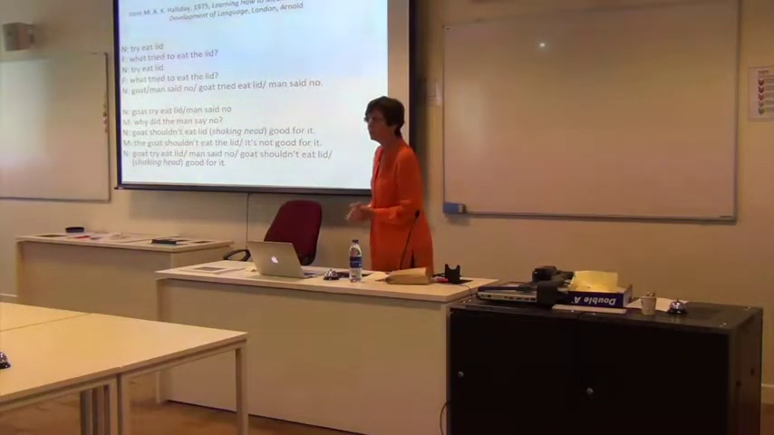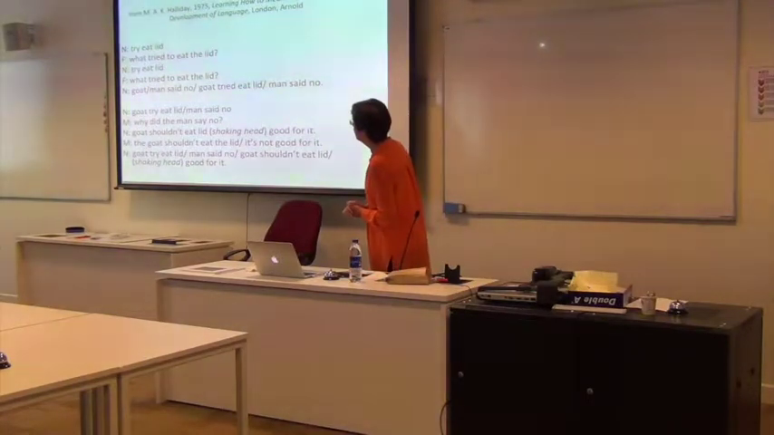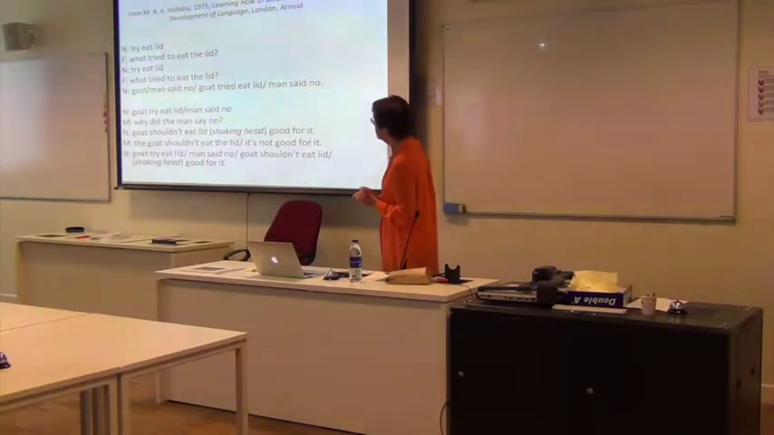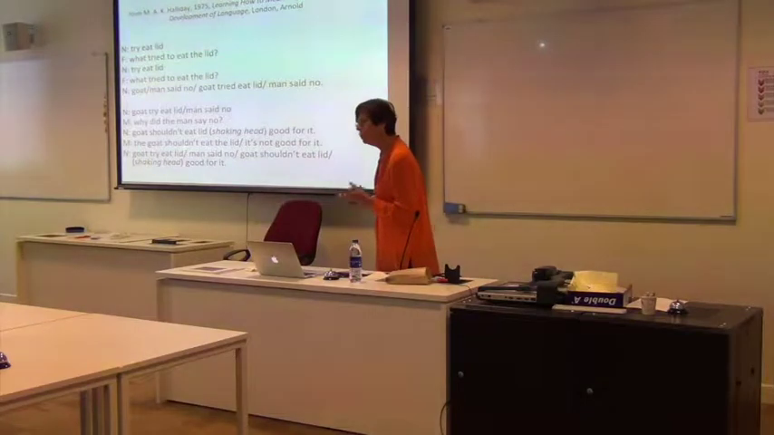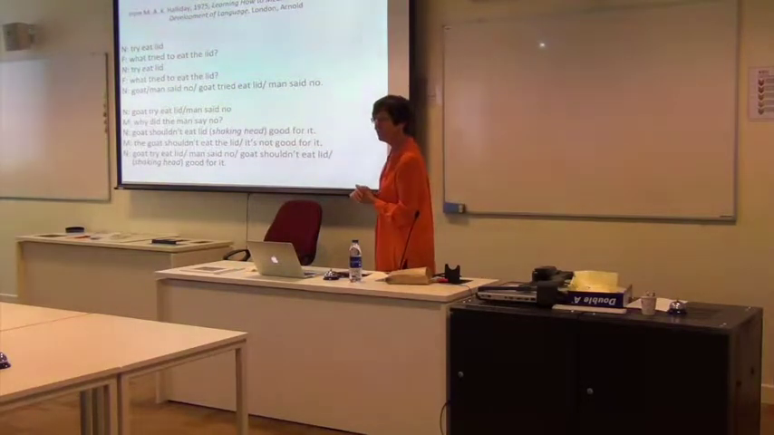N is the child, his name was Nigel, and then F and M for father and mother. Nigel says, "Try eat lid." The father says, "What, try to eat the lid?" He doesn't immediately answer. "Try eat lid." The father says, "What, tried to eat the lid?" So he wants to know who it was or what it was. "Goat." "Man said no. Goat tried to eat lid. Man said no." You can tell that's a child's language, right?